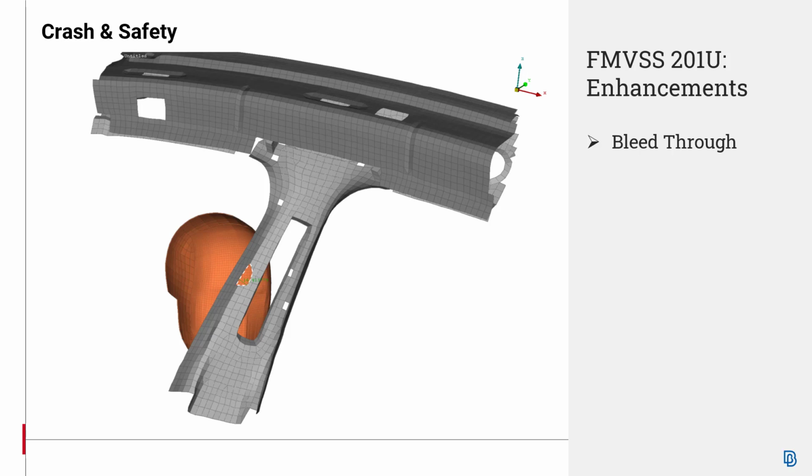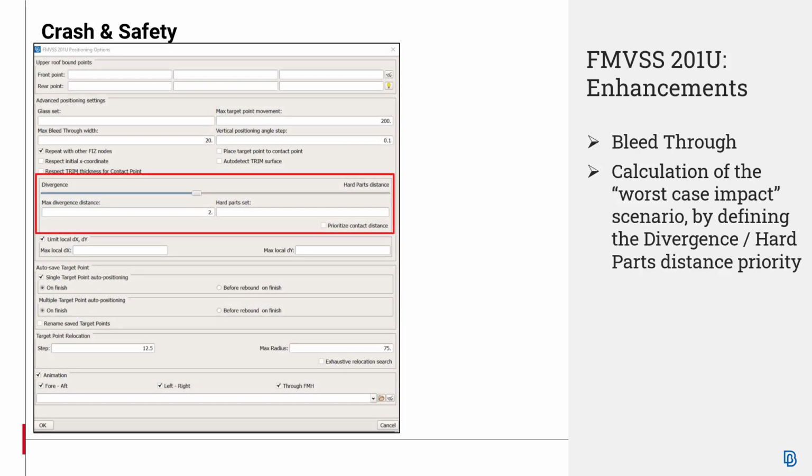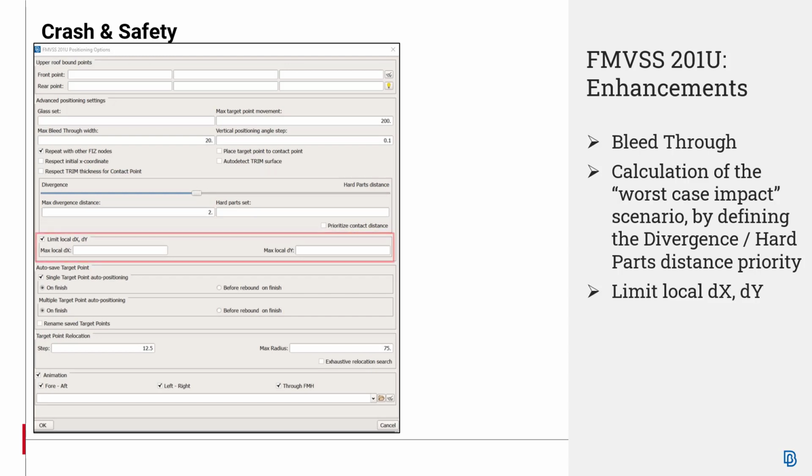Regarding the FMVSS 201U tool, there are various new options, including the bleed-through option, which allows to quickly view the penetration area between the FMH and the trim. A limiting value is also available. It is possible to calculate the worst-case impact scenario by adjusting the priority between the divergence distance and the distance to hard parts. New local dx and dy limits can be used to define whether the final solution is acceptable or not.